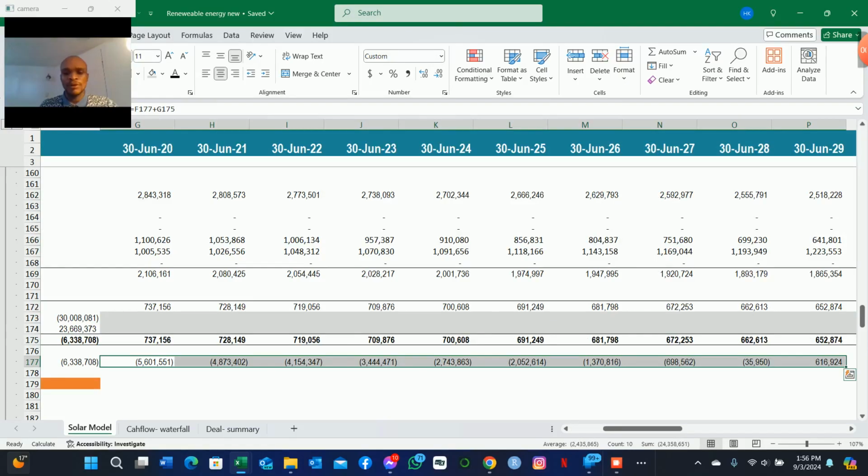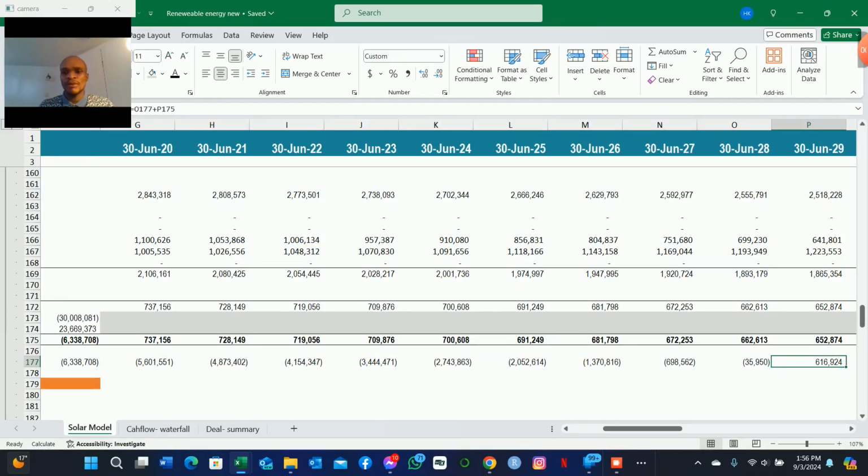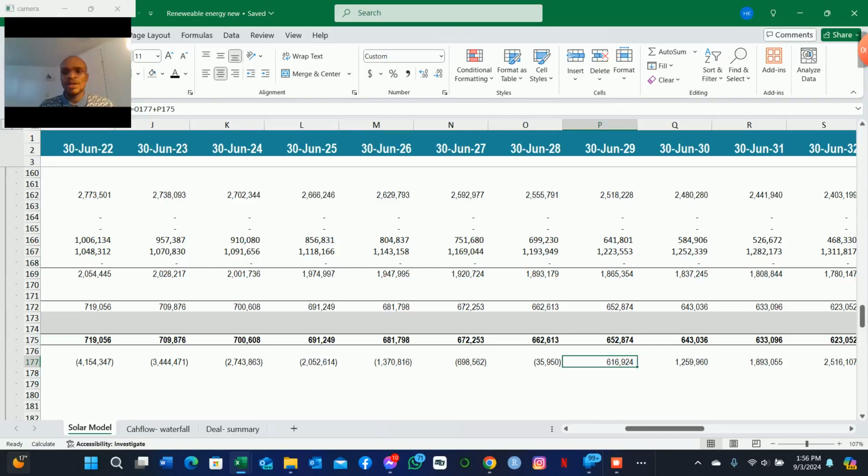So if we go and highlight all of these, we could see that the payback period falls between 9 years and 10 years, so we will have to figure out between these two dates exactly where this project breaks even.